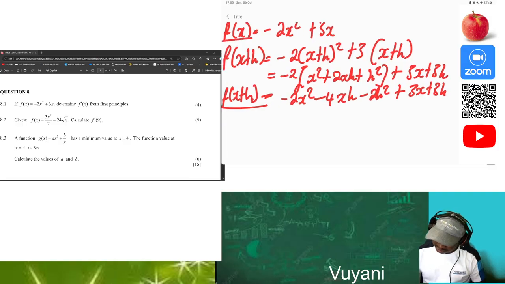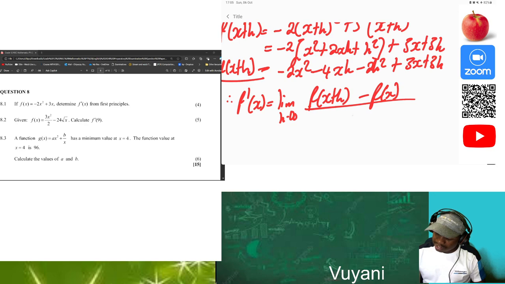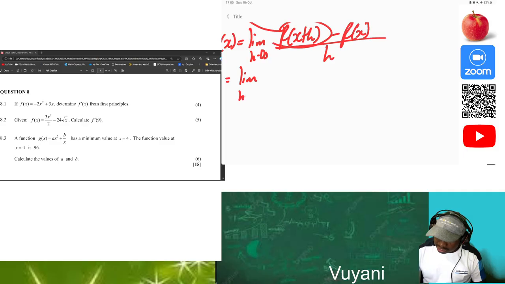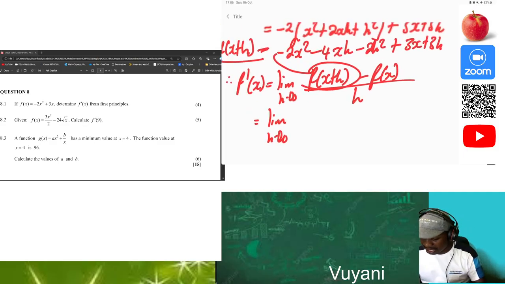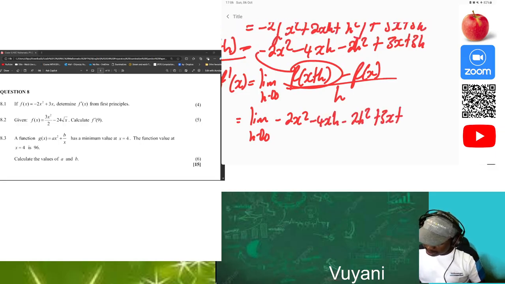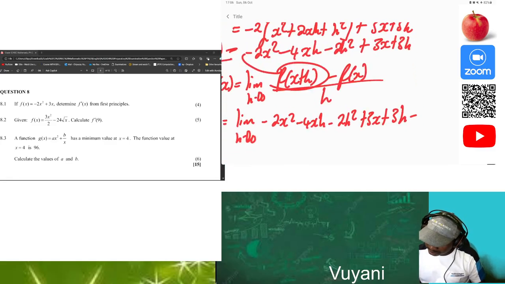We also have our f of x. Now we know that from first principles, f prime of x is the limit as h approaches 0 of f of x plus h minus f of x, all divided by h. We have calculated f of x plus h, so now we have the limit as h approaches 0 of negative 2x squared minus 4xh minus 2h squared plus 3x plus 3h, minus, and our f of x is given as negative 2x squared plus 3x in brackets. Of course, we divide all through by h.